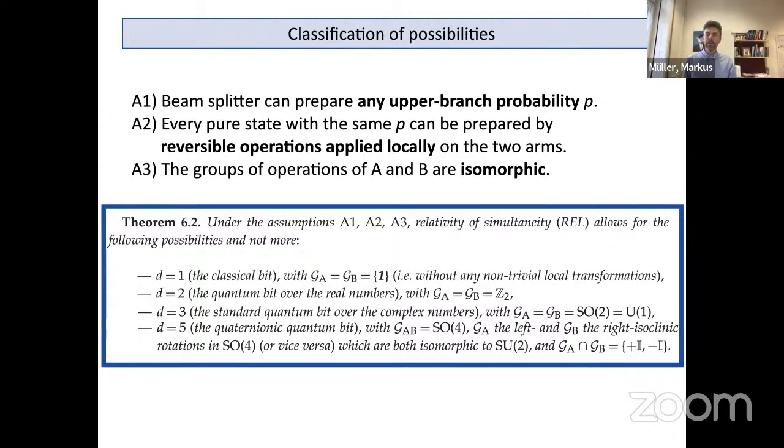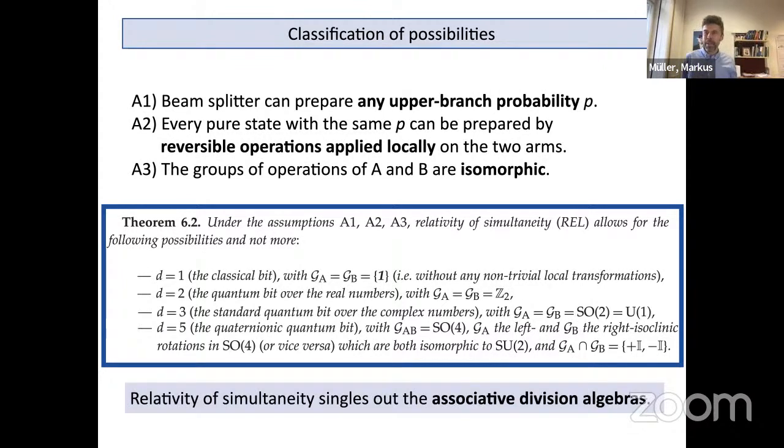these possibilities. The dimension of the ball is 1, which would be the classical bit, or quantum bit over the real numbers, or the complex numbers, or the quaternions. For the quaternions, this is interesting because somehow you would have local transformations that are the left and what's called the right isoclinic rotations of SO4. These are like SU2 subgroups of SO4 that commute with each other and tell you what you do in these arms. It's kind of a special solution. The fun thing is somehow that relativity of simultaneity really singles out those state spaces that correspond to associative division algebras. And it really kills most of the higher dimensional possibilities.